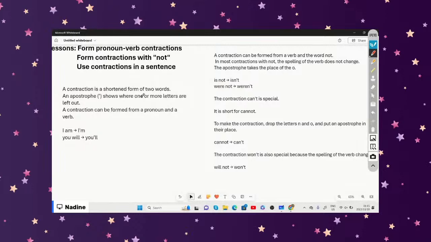Then we have were not, right? And our contraction is weren't. So were not, and our contraction is weren't.